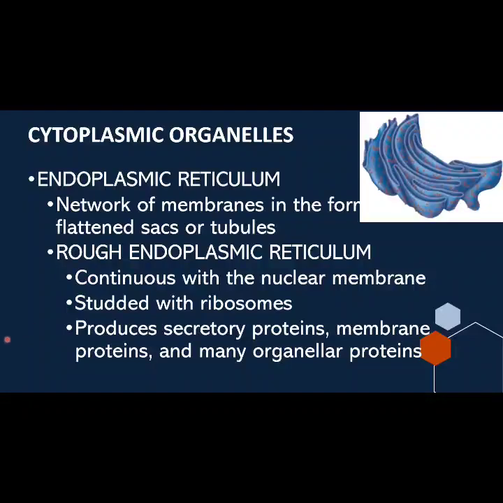Your rough endoplasmic reticulum is continuous with the nuclear membrane. That is why, in illustrations, it should be surrounding the cell nucleus. And it is rough because it is studded with ribosomes. It has a lot of ribosomes attached to it. Your rough endoplasmic reticulum produces secretory proteins, membrane proteins, and organellar proteins.